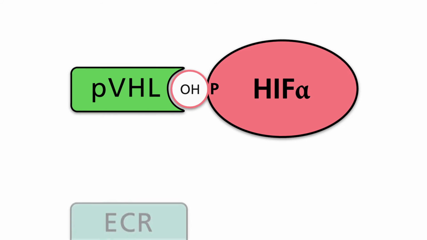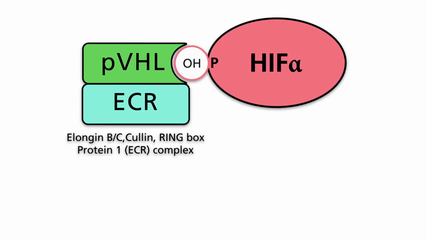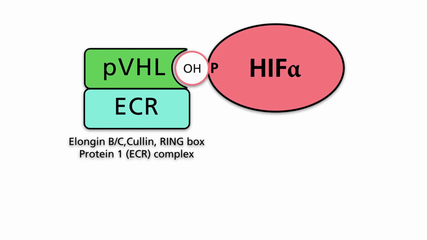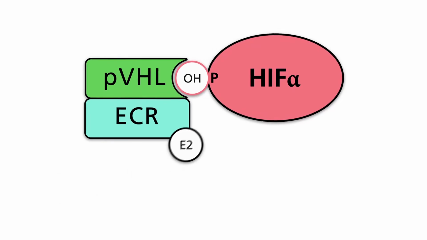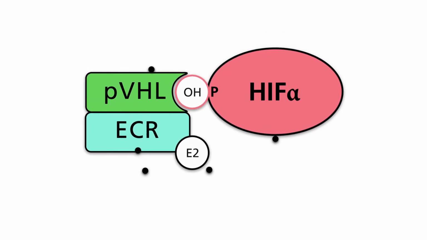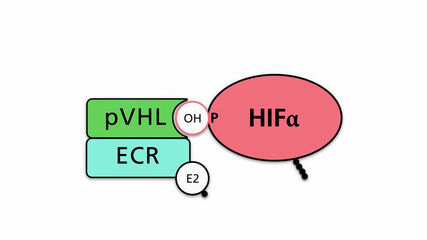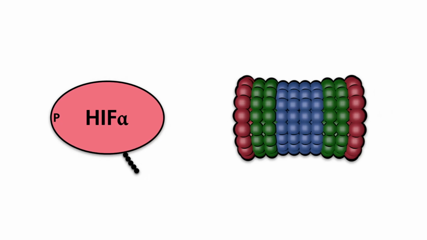The von Hippel Lindau protein associates with the ubiquitin ligase complex containing elongin, cullin, and ring-box protein 1. An E2 ubiquitin conjugating enzyme attaches ubiquitin to HIF alpha. Polyubiquitinated HIF alpha is degraded by the 26S proteasome.